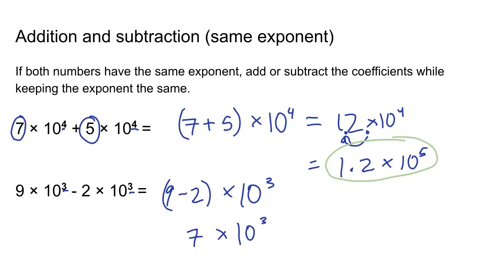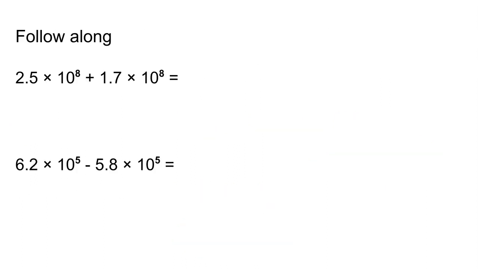And since 7 is greater than or equal to 1 and less than 10, you can leave the coefficient the way it is. So the final answer is 7 times 10 cubed. Now follow along as I solve these problems.